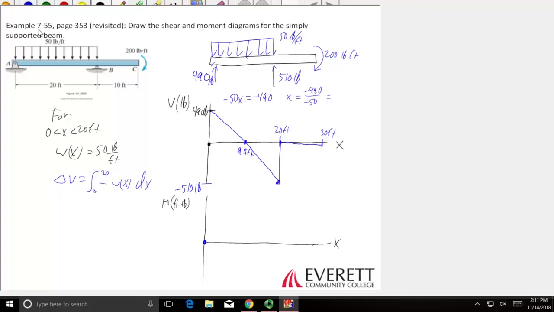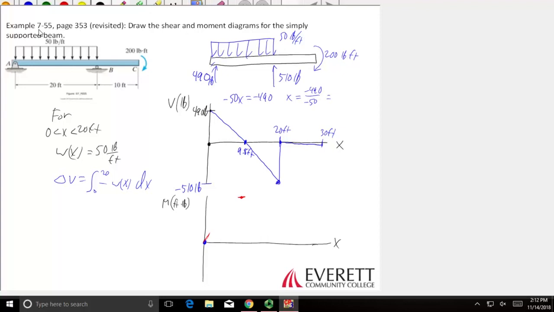I don't really know what 490 looks like, but I'm going to guess it looks something like that. I know it's up. I know it's probably steep. When I get over to here, when I get to 9.8 feet, what's my slope? 0. My slope is 0. So I'm just going to make a little tangent line at 0. So I can start to already picture what my moment's going to look like.